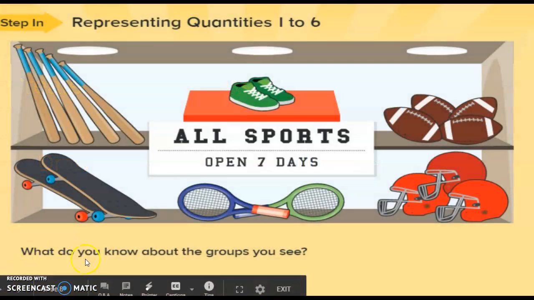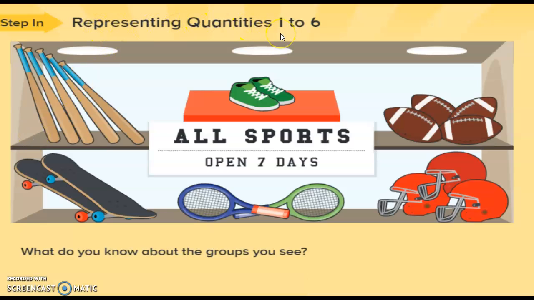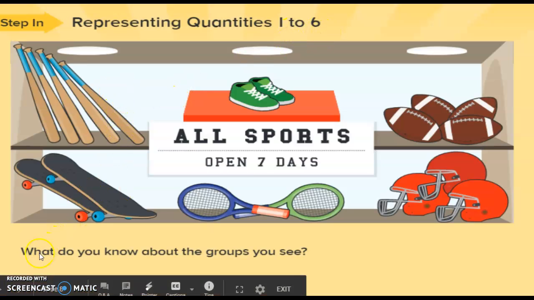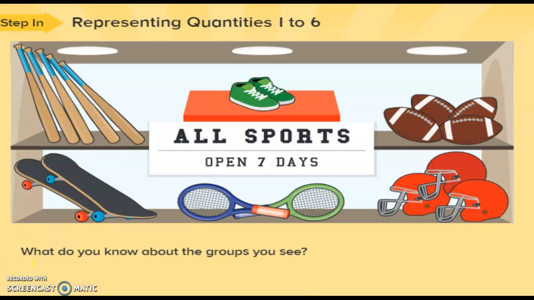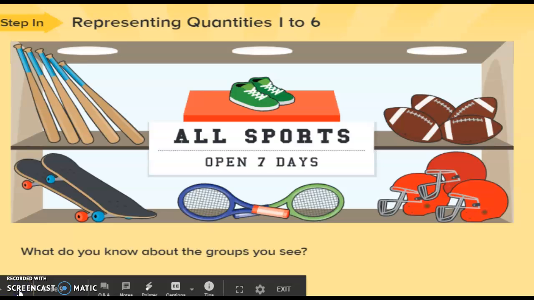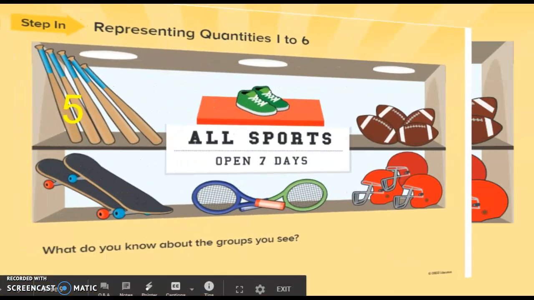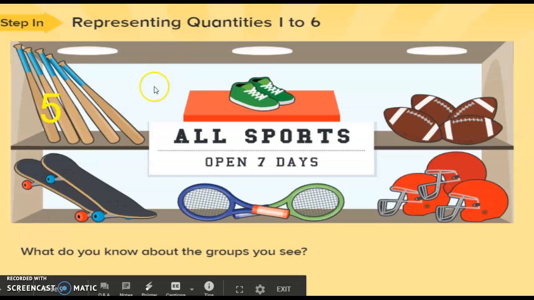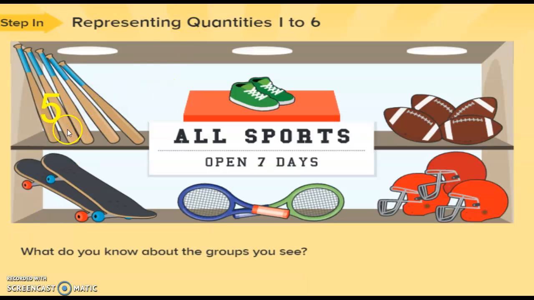Now, I want you to look at this page right here. Once again, we're representing quantities 1 to 6. Now, my question is, what do you know about these groups that you see? Look at these groups of bats. How many bats do you see in this group? I'm going to give you a couple of seconds to count. If you said 5, you are correct. Let's count. 1, 2, 3, 4, 5.